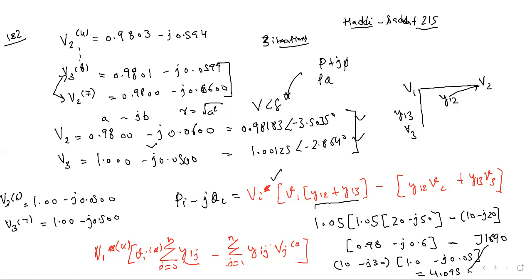So this is the whole value that I'm getting. If I multiply this, I'll get this equation, P minus JQ. If I multiply this, I will get it in terms of 4.095 minus J 1.890, right? So my real power is this, and my reactive power Q is this. Now, at the slack bus, I was only having voltage and angle. I don't have P and Q.